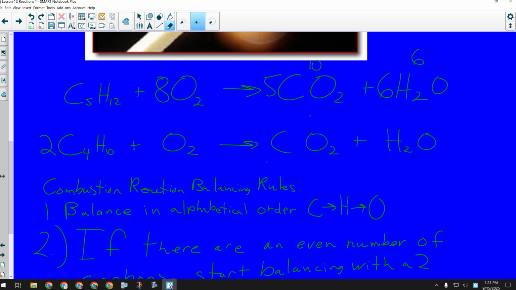Now how many carbons do I have? 8. How many hydrogen do I have? 20. 2 times 10 is 20. So what needs to go here? A 10. 8 times 2 is how many? I have 16 oxygens here. I have how many here? 10. 16 plus 10 is 26. Suddenly I have a whole number. That will always work.